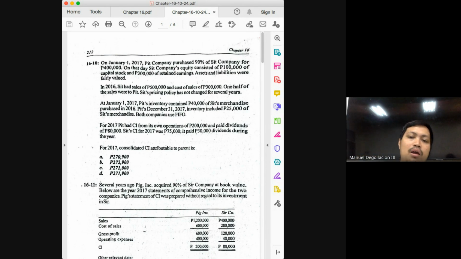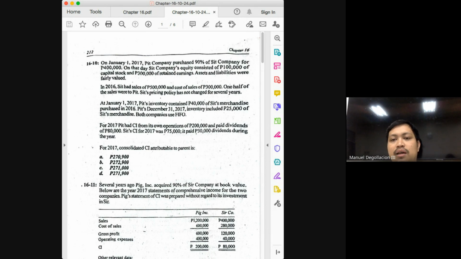Okay, we already have the income of the parent from its own operations of 200. Then add what? Adjusted income of the subsidiary in the amount of 81,000. 200 plus 81 would give you 281,000. Why is that not in the choices? Because what is being asked is not the consolidated income, but the consolidated income attributable to the parent. So what else do we lack from the 281? What else do we have to do? Deduct the share of the NCI in the adjusted income of the subsidiary.